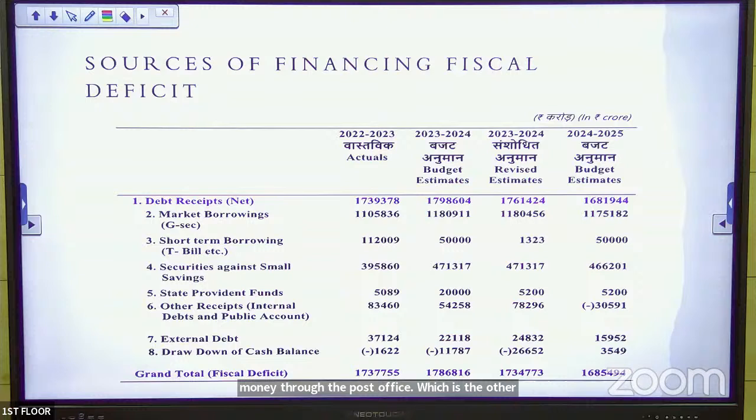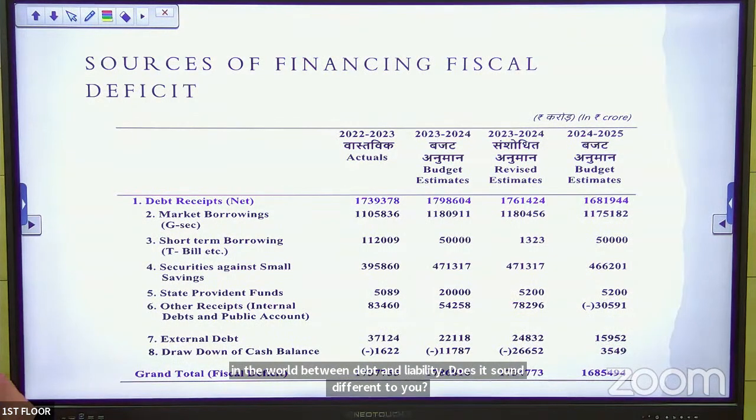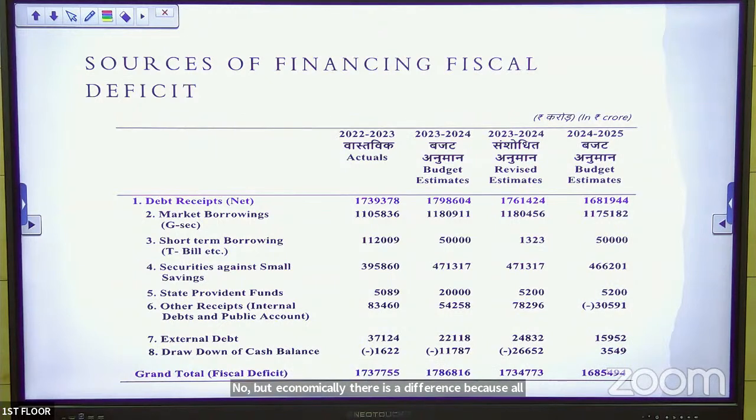But against the National Small Savings Funds, if I issue some securities and borrow from that particular segment alone, it will again become internal debt. Whenever I issue a security, it becomes a debt. Keep it like that in your mind: internal debt. Otherwise, it will be called other internal liabilities. Practically speaking, there will not be much difference in the words debt and liability. Does it sound different to you? No, but economically there is a difference, because all the other internal liabilities are taken from the voluntary savings of the people, whereas when I want money, I give you securities and borrow, and that becomes internal debt.